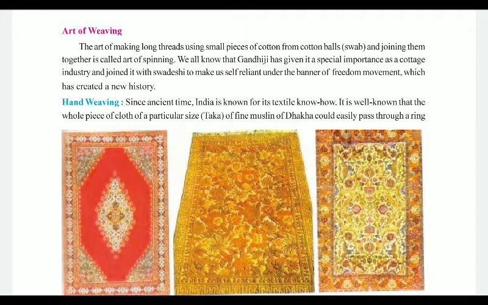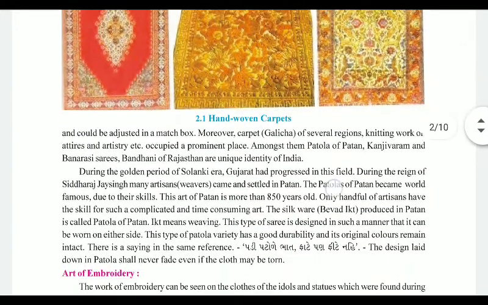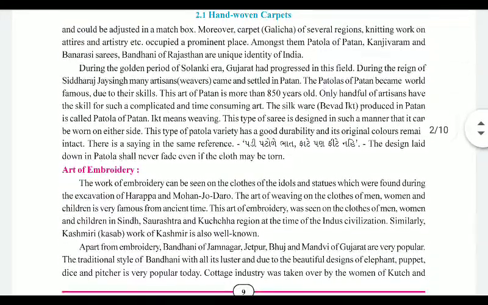Hand weaving. Since ancient times, India has been known for its textile know-how. It is well known that a whole piece of cloth of a particular size of fine muslin of Dhaka could easily pass through a ring and could be adjusted in a matchbox. Moreover, carpets of several regions, knitting work, and artistry, etc. occupied a prominent place. Amongst them, Patola of Patan, Kanjivaram and Banarasi saris, and Bandhani of Rajasthan are the unique identity of India.